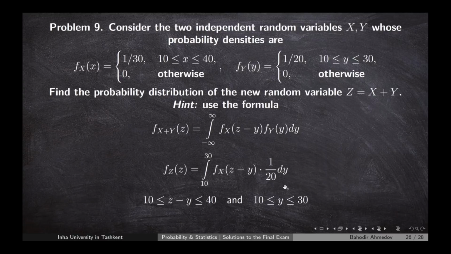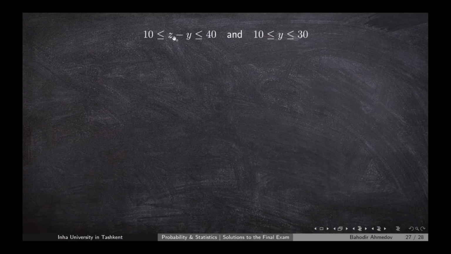So I need to figure out the values for the z so that this inequality works, and at the same time, y is always between 10 and 30. So let me rewrite this inequality in this form. So this is going to be written: y is less than z minus 10 and greater than z minus 40. So I need to figure out the values for the z so that it works, and at the same time this inequality also works.